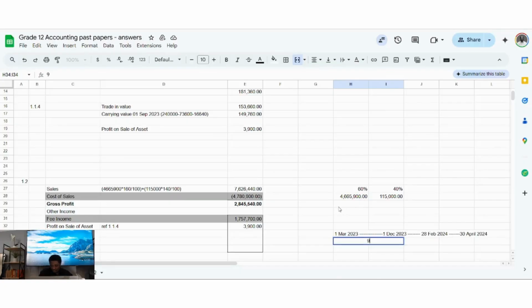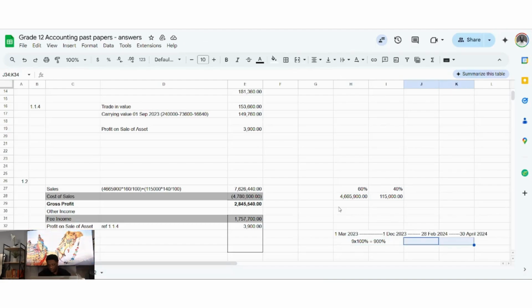So we're going to say, well, 9 times 100% is basically going to give us 900%. Okay. And then after that, we received the rent from March up until this date. So from 1 December until the 30th of April 2024.